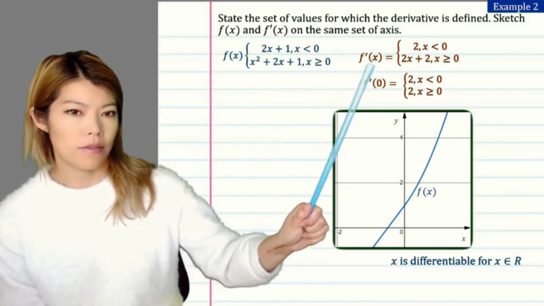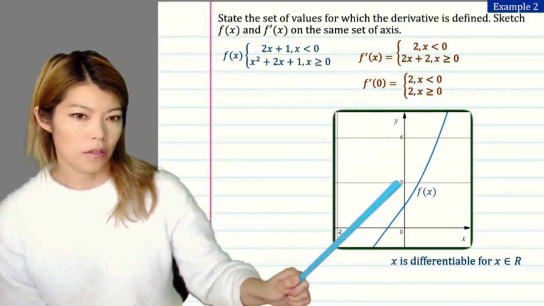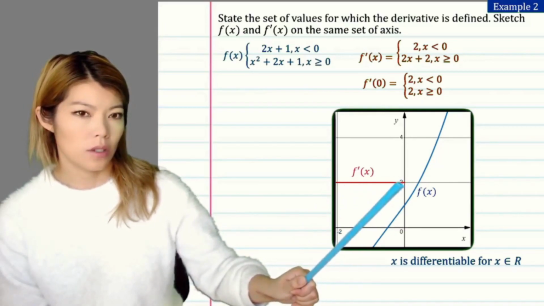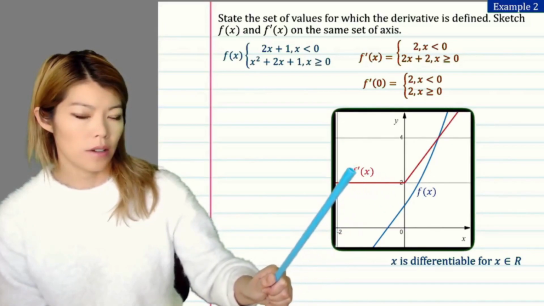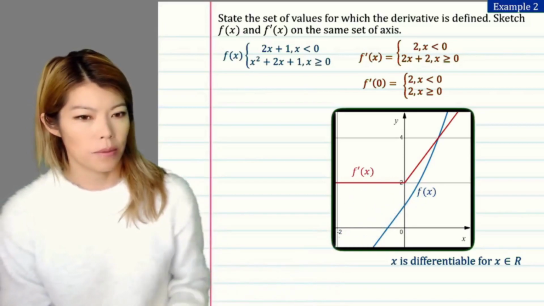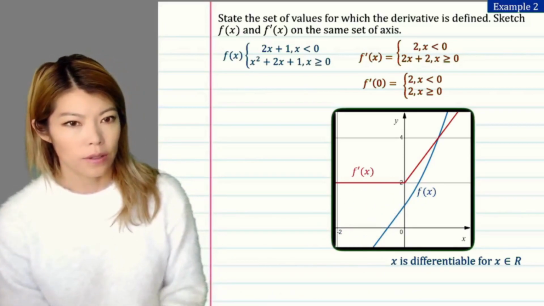For the derivative, we have 2x plus 2. So before 0, it's a value of 2 over here. And afterwards, it is 2x plus 2. So positive gradient going through 2. Now notice that you label the derivative and f of x, so you know which line represents what. So f is differentiable for all values, all real values.